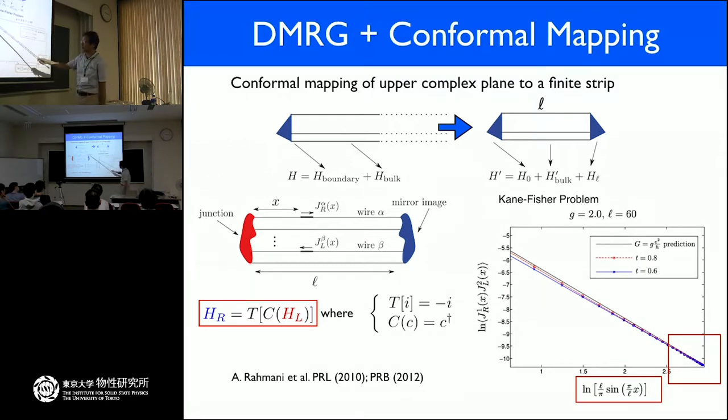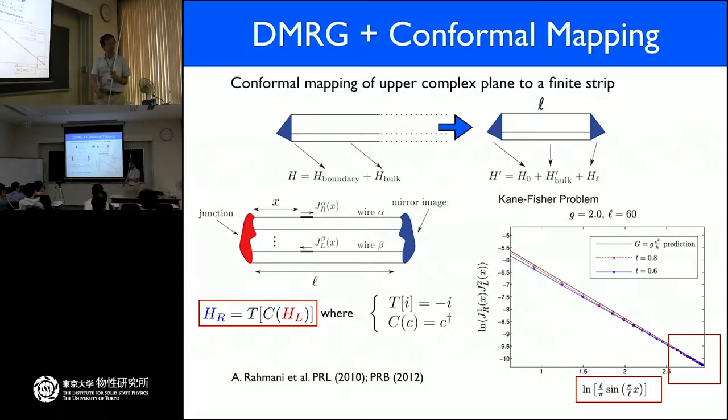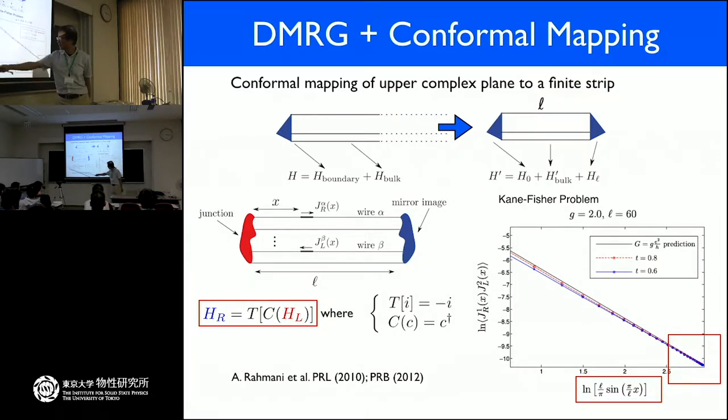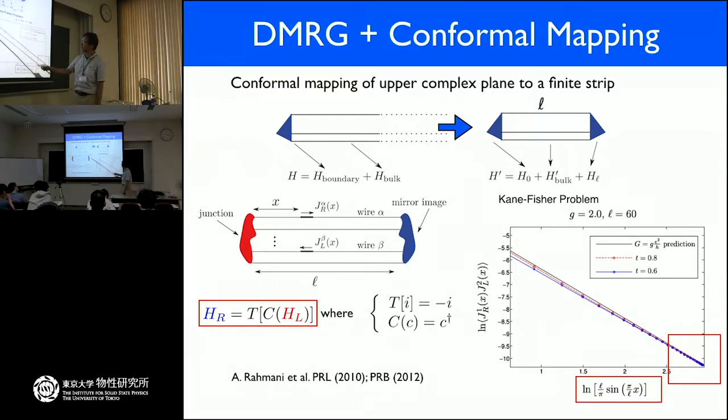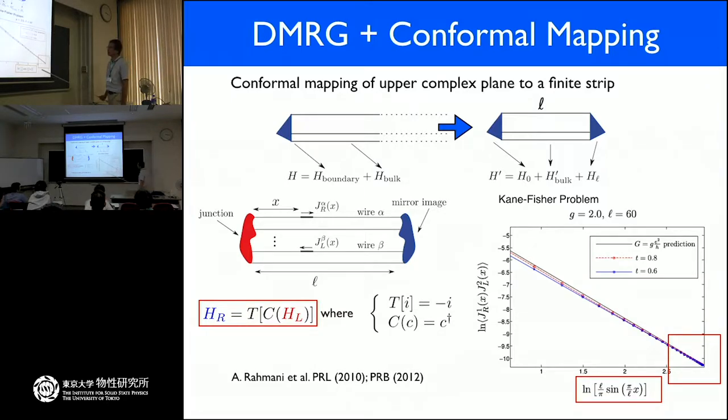And to get the capping Hamiltonian, they have to rely on just the intuition you get from free fermions. So this is a kind of cap boundary condition you have to apply. So you have a right Hamiltonian, which is a complex conjugate and time reversal symmetric mirror image. So for the Kane-Fisher problem, they can get some reasonable results in terms of the scaling, but you have to add this boundary condition. It's just a little bit ad hoc.